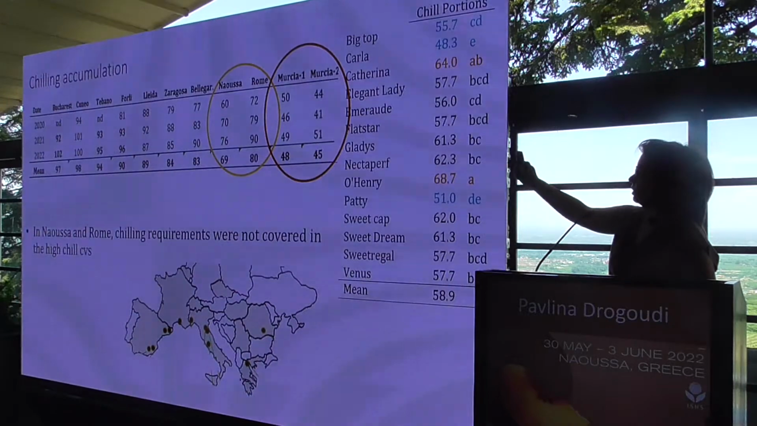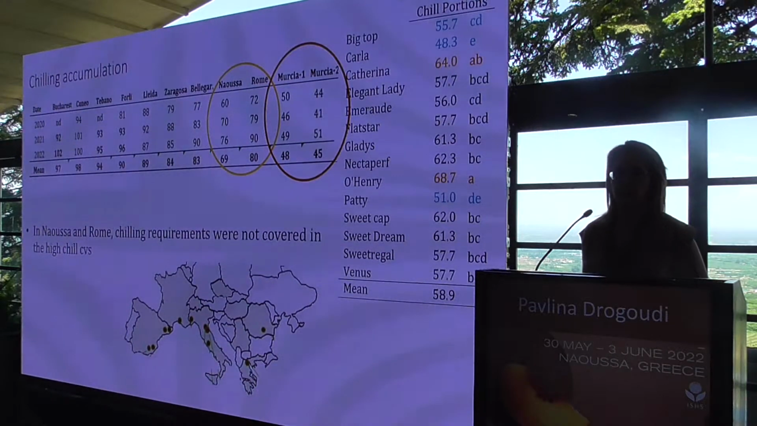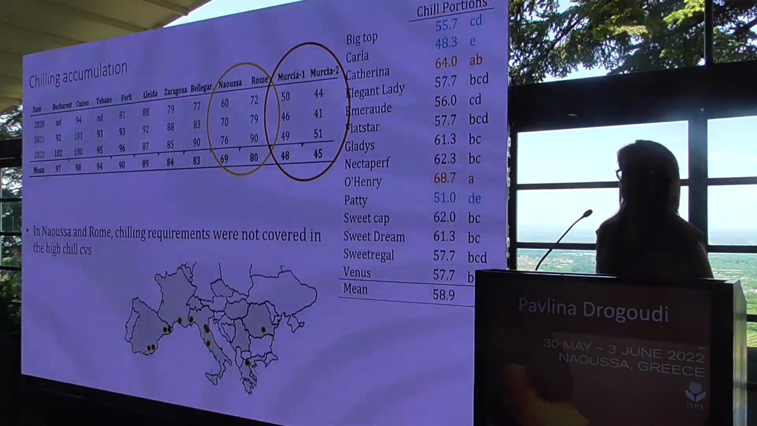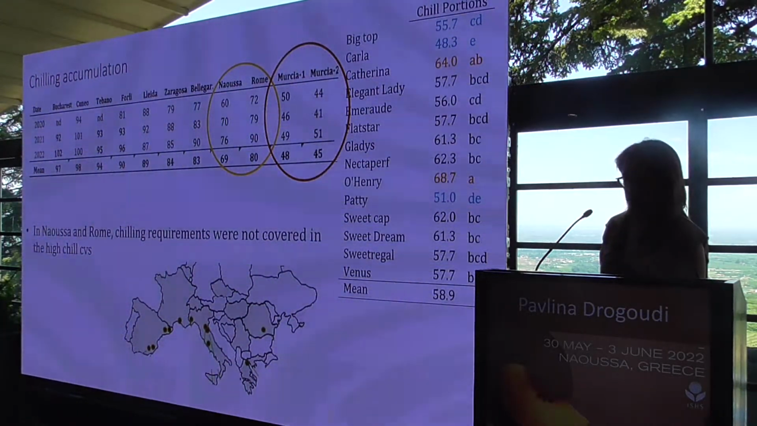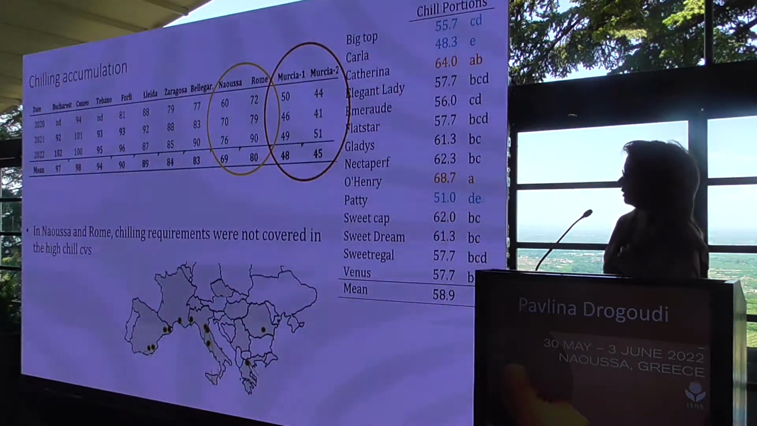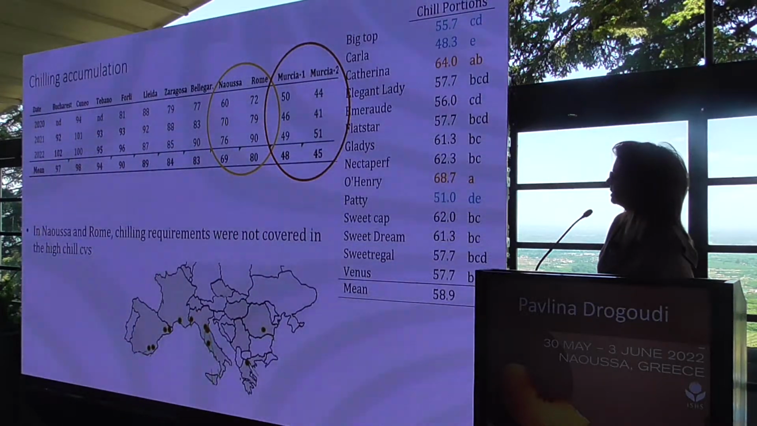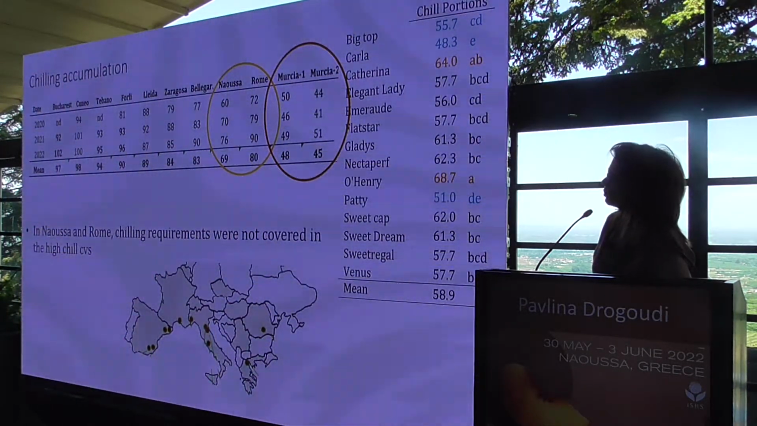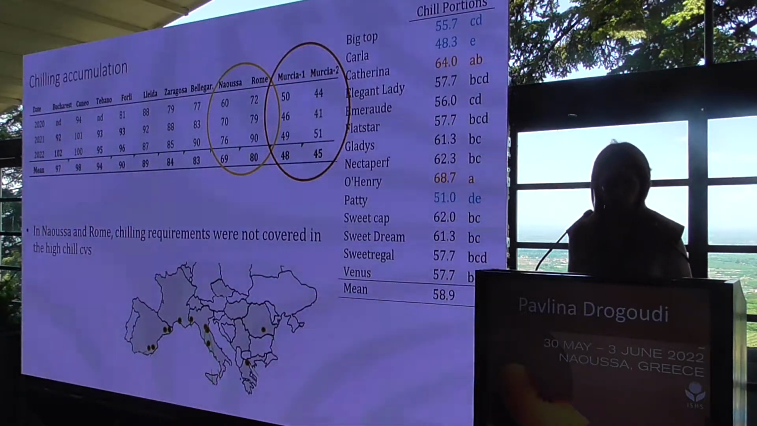And on the right, you may see what we found when we estimated the chilling requirements in 14 of the 18 cultivars used in this study. It is the result of the Tabuenka test that was made in Nausa and in Lleida at the same time. You may see that for some cultivars in red, Katerina and Henry, chilling requirement can be up to 69, and in 2020, which was the warmest year, we had less in Nausa. And also Rome was not fully covered.